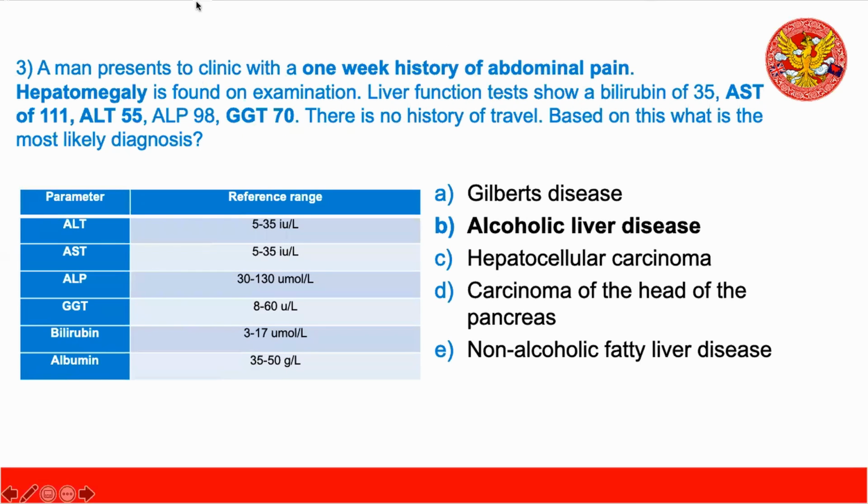So question 3, it's a man who presents to clinic with a 1-week history of abdominal pain. He has hepatomegaly on examination and liver function tests. First of all, looking at ALT and ALP: ALT is raised, ALP is not. And then you look at the AST to ALT ratio. AST is 2 times greater than ALT in this scenario because it's 101 and ALT is 55. The GGT is also raised, and so this is suggestive of alcoholic liver disease causing this man's abdominal pain.